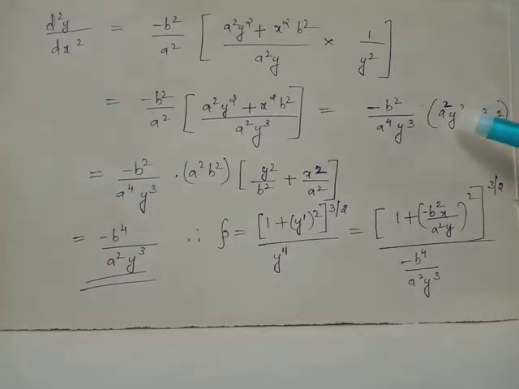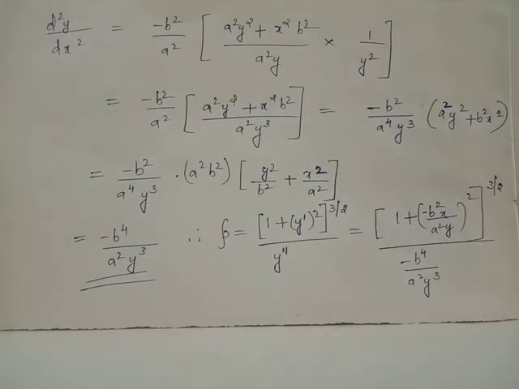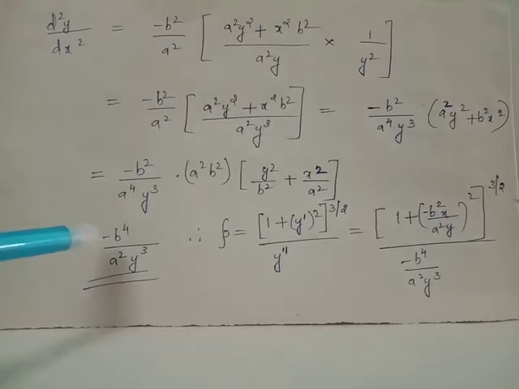Also, when a square y square is divided using a square b square, it becomes y square by b square. When b square x square is divided using a square b square, it becomes x square by a square. And by the equation of the ellipse, we have x square by a square plus y square by b square equals 1. Hence, this expression becomes 1, and a square divided by a raised to 4 becomes a square in the denominator. In the numerator, we have negative b square into b square becoming negative b raised to 4. Thus, d square y by dx square equals negative b raised to 4 divided by a square y cube.